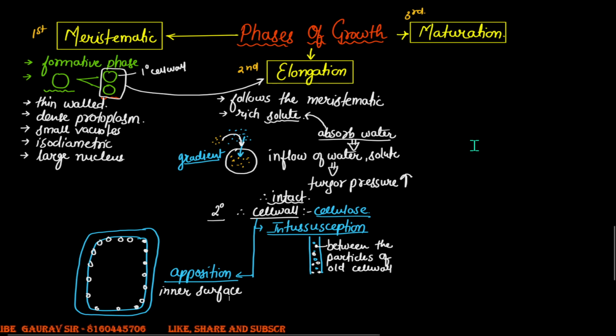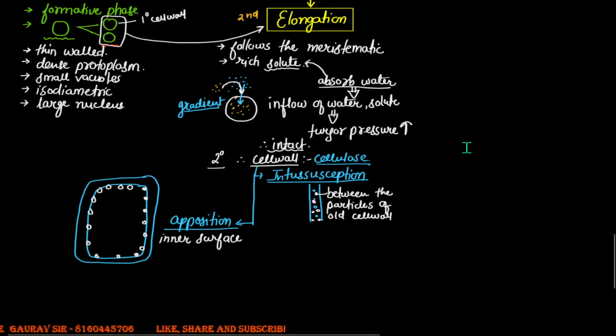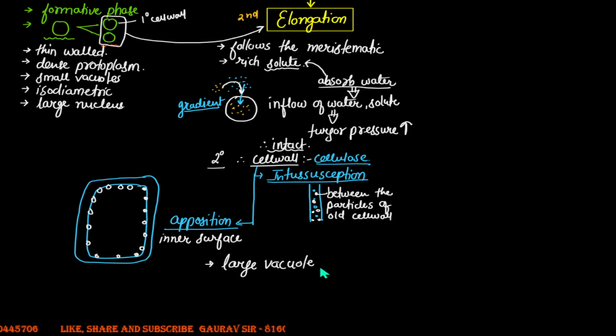Right now, as the cell is growing, it is storing a lot of solutes, a lot of biomolecules in it. We also find that such cells which are undergoing elongation develop a large vacuole, and the protoplasm in such cells occupies the peripheral region.